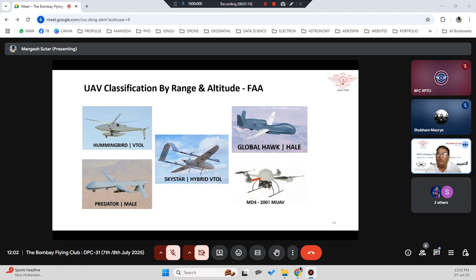Okay, so there is something called Hummingbird VTOL, then Skystar hybrid VTOLs, Global Hawk is there, or Predator. This type of drone you must have seen a lot of times in the war, as well as in Afghanistan. This was primarily used. Actually this particular drone was very effectively used and evolved in the war in Afghanistan. And then also MD4 200, which is basically a surveillance drone. So all these are classified based on the range and altitude.